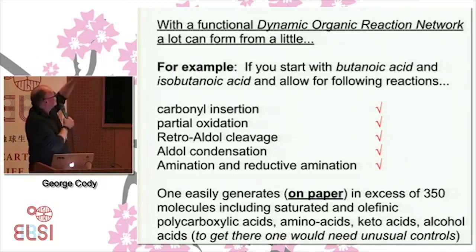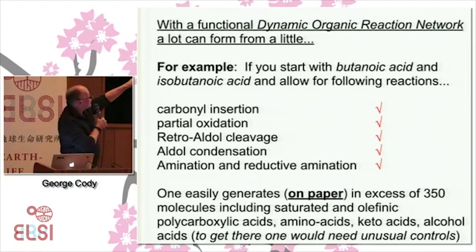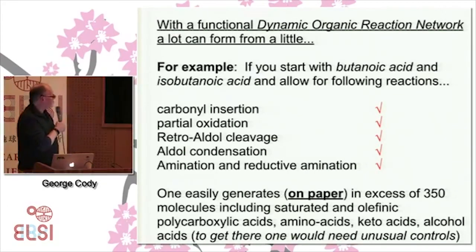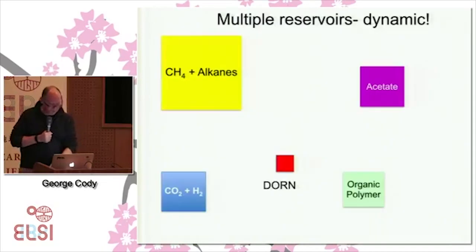Ultimately, what we're saying is, if you can get a functional dynamic organic reaction network to occur, you can get an awful lot from a little. This is an example, just playing around on paper: if you start with something like butanoic acid and isobutanoic acid, and you allow for the following reactions to occur, and every one of these has been verified, right? So carbonyl insertion, partial oxidation, retroaldol, aldol, amination, reductive amination, you can easily generate over 350 different molecules, starting with saturated and olefinic, including a broad range of things. But to get to that, you'd have to have unusual controls.